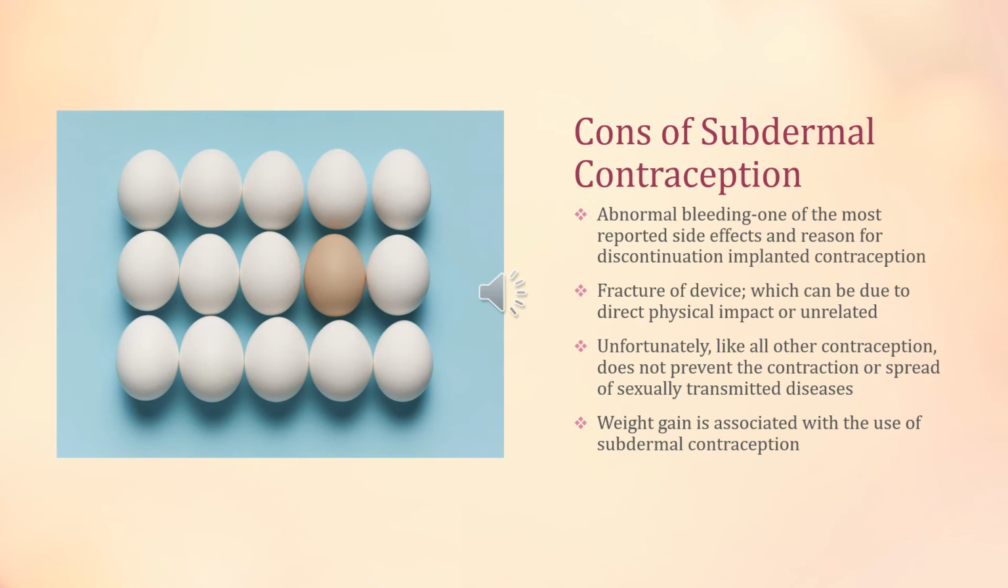Unfortunately, like all other contraception, it does not prevent the contraction or spread of sexually transmitted diseases. We all know that abstinence or safe sex with condoms is the best way to do that, or having one partner. Sticking with one partner is the only sure way, if you're sexually active, to ensure that you're not transmitting any sexual diseases. And the last one is weight gain. Weight gain is a side effect attached to a lot of contraception use, but it should not be a deterrent.